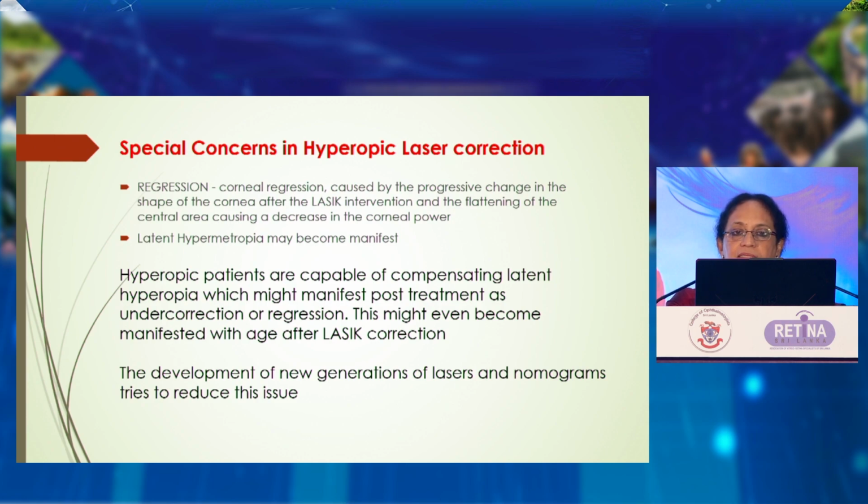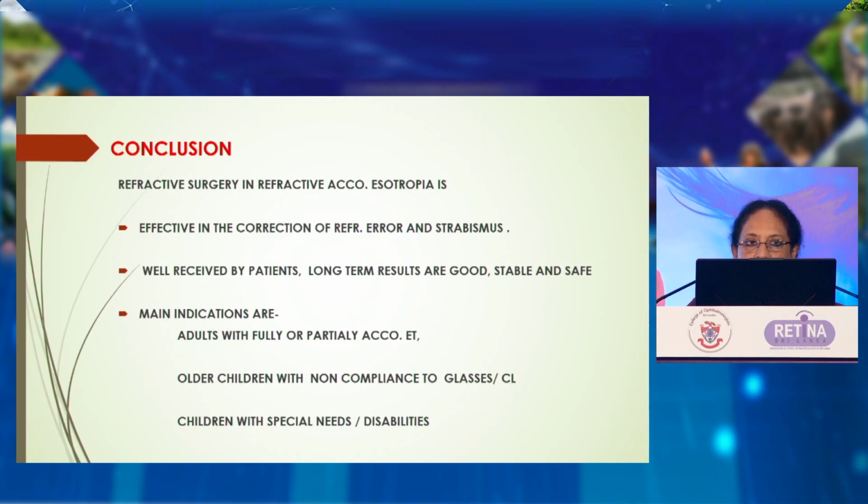And a special concern in hyperopic laser is regression. Regression is more common in hyperopia. Corneal regression is caused by the progressive change in the shape of the cornea after LASIK intervention, and flattening of the central cornea may cause a decrease in the corneal power. And if there is a latent hypermetropia, it may become manifest. So these are two things we have to remember when we do a hyperopic LASIK. That means later on there may be some refractive problems.